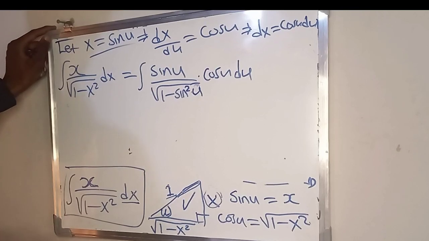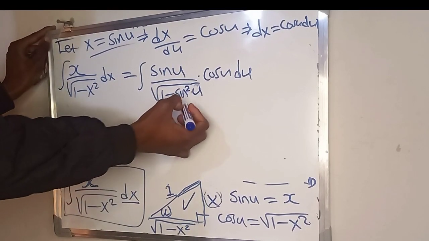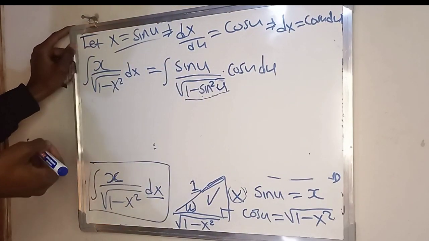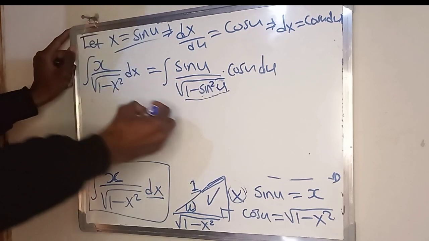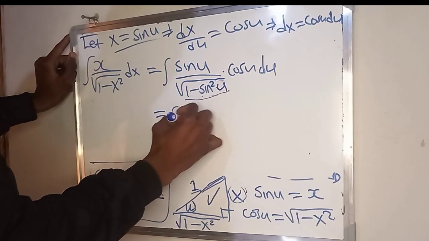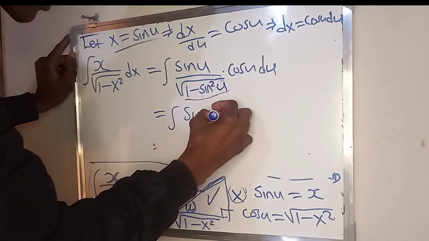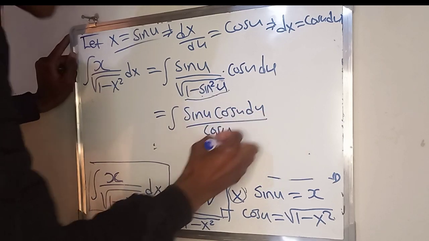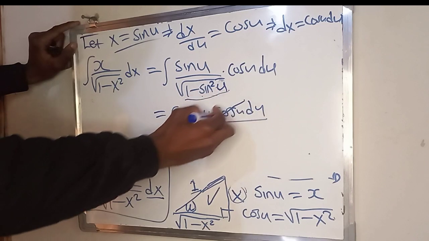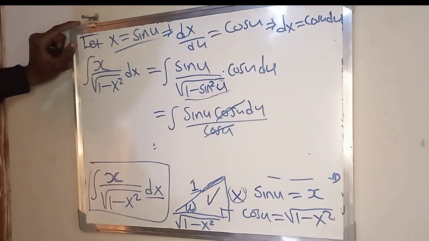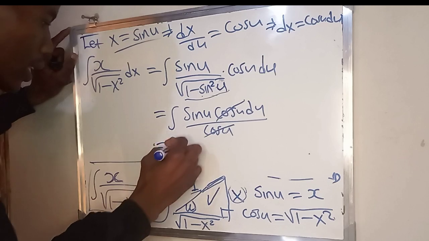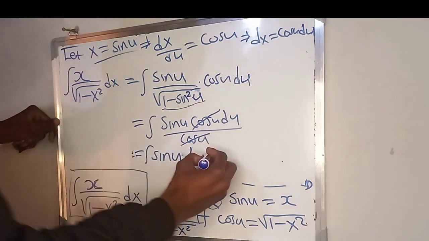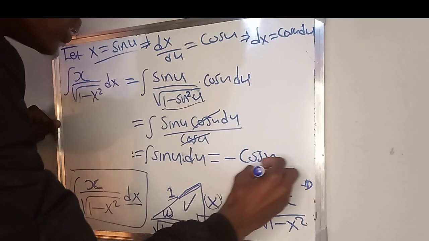So, let's see. The square root of 1 minus sine squared u. This you can see is the trigonometric identity, which is nothing but cos of u. If I proceed with this, I have sine u cos u du divided by the cos of u. So from here you see cos u cancels cos u, and I'm left with the integral of sine u du, which you know is nothing but negative cos u.